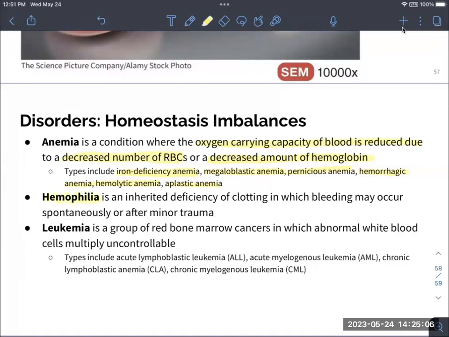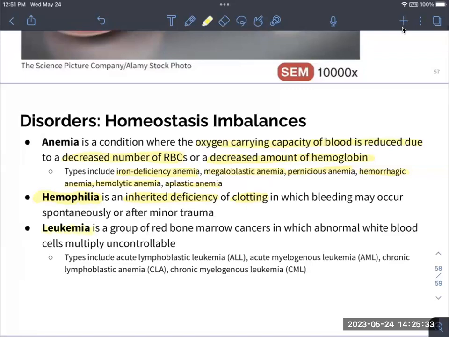Hemophilia, it's inherited. So if one of your parents has it, you may have gotten it too. You don't have the clotting factors. So your blood doesn't clot. So once you cut yourself, it continues to bleed and continues to bleed because there's no way to stop it.